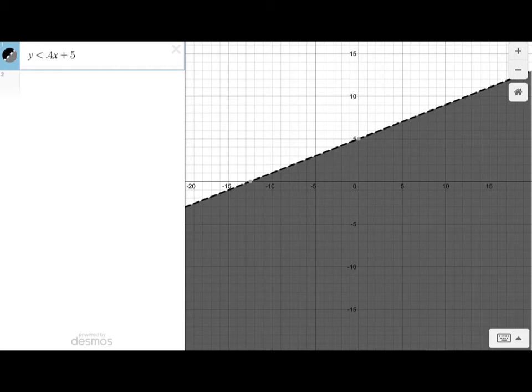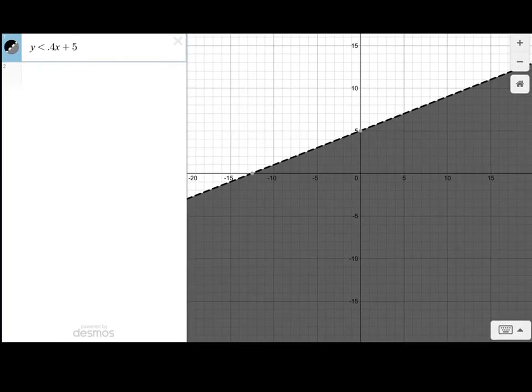Okay, so here's the first condition of this system. The slope is 0.4, also known as 4/10, also known as 2/5. If you run over 5, you're going up 2. If you run over 10, you're going up 4. The y-intercept is 5, so it's crossing at 5.